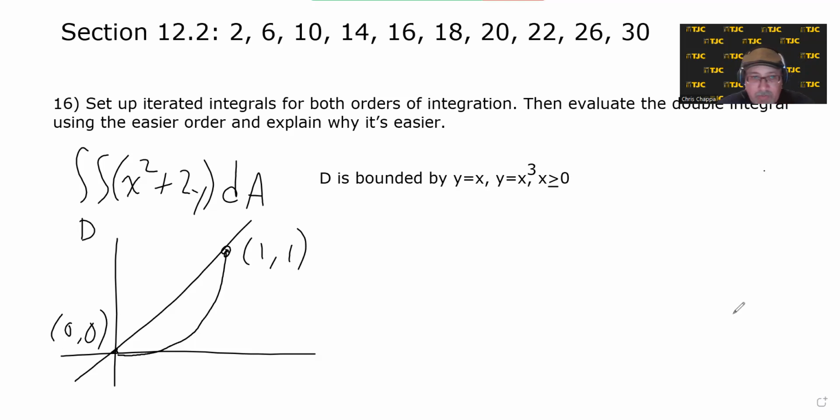And x is greater than or equal to 0 means that you are currently looking at the lamina that we are integrating over right here. Kind of that banana shape.